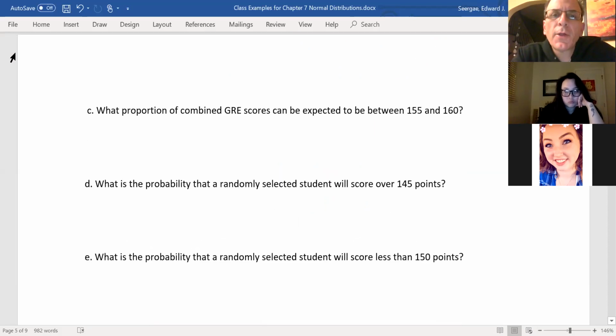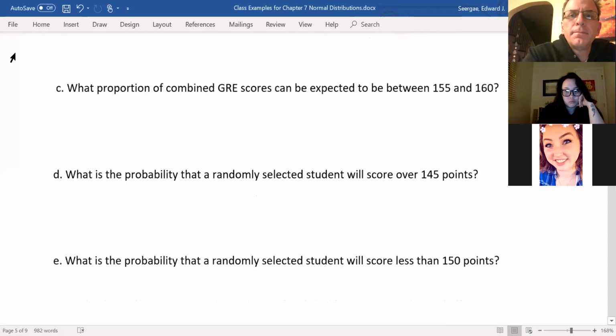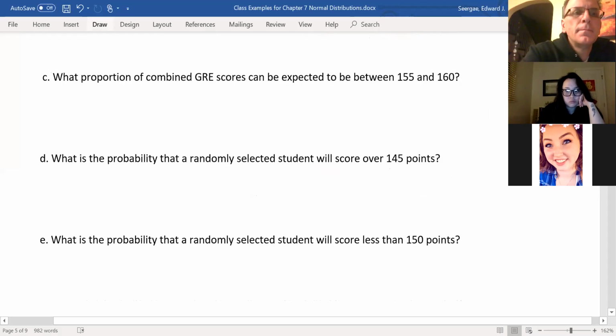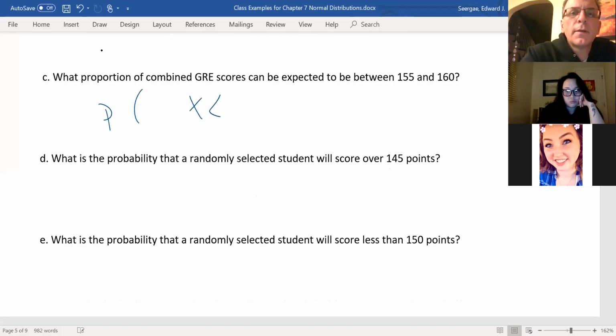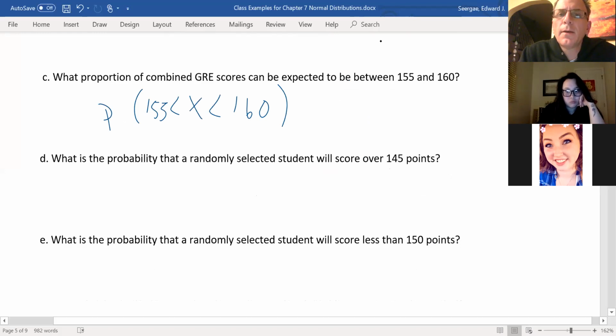What proportion of combined GRE scores can be expected to be between 155 and 160? Now we want to find area between. So for this point, we're going to find the probability that X is going to be between 155 and 160. Okay, so we can also do that in StatCrunch. I'll show you how to do that in StatCrunch. And I will also show you how to do that using z-scores in a second.